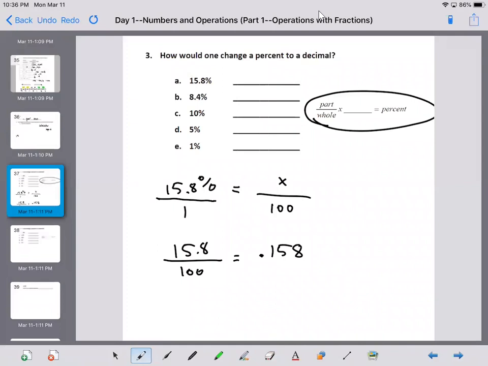So now if you think about that, we've got our part, and our part divided by the whole to give us our percentage. So I want to change the percent to a decimal, so that would be 158 thousandths. So notice that we're just dividing that number by 100.